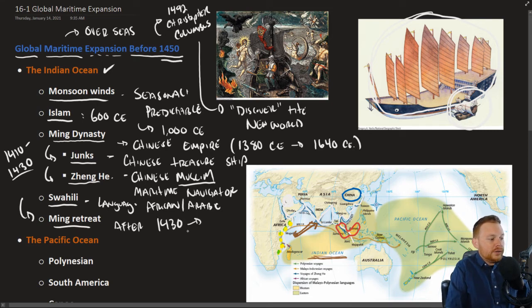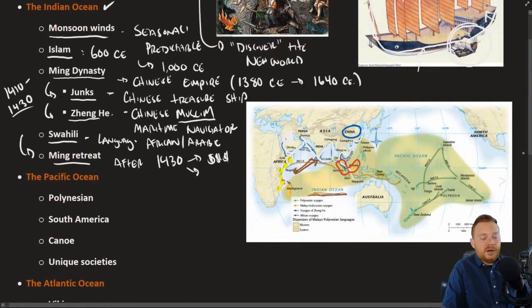1430. Some reasons include, again, there wasn't a lot of money to be made by these voyages. It was very expensive to build these ships, and if it doesn't turn a profit, then, well, why bother doing it? You also had various internal issues in the Ming Dynasty.